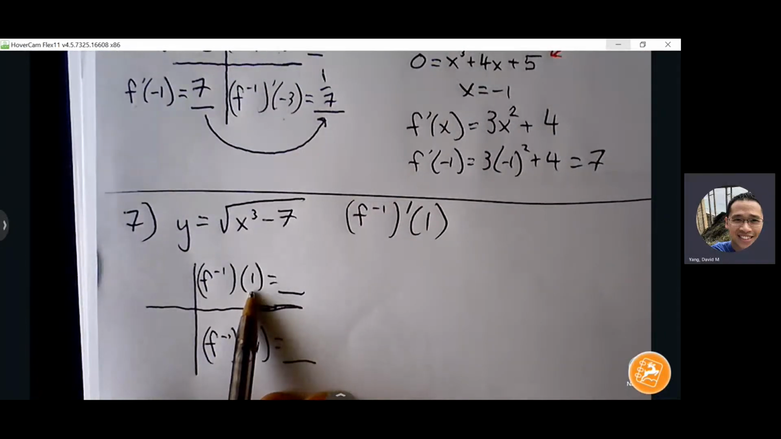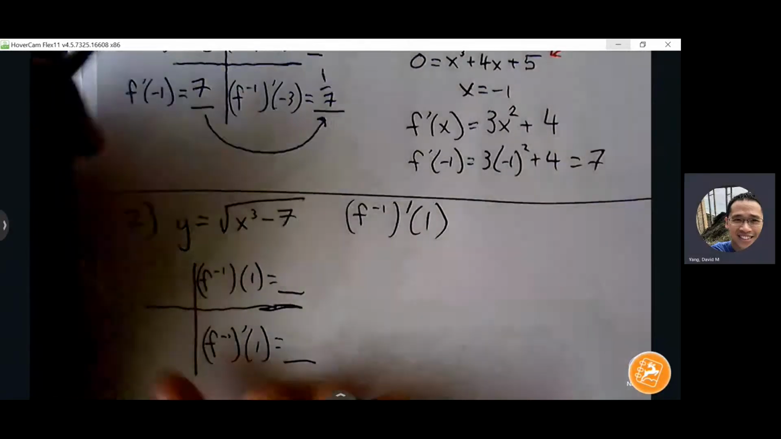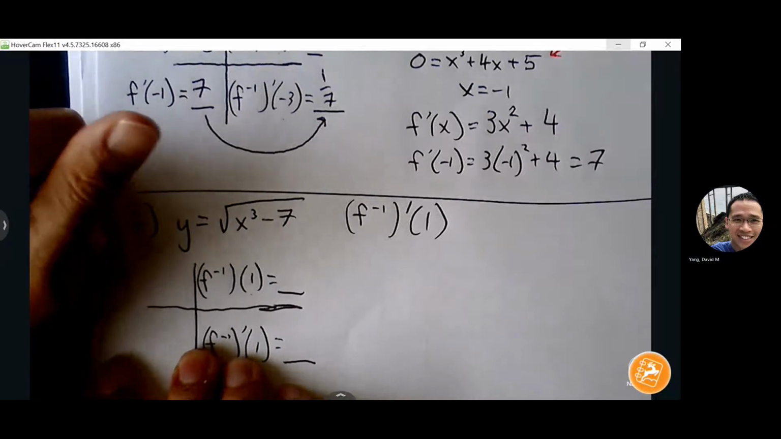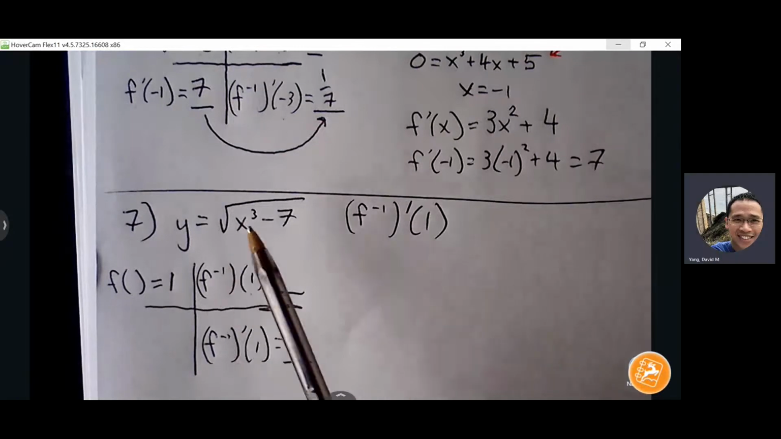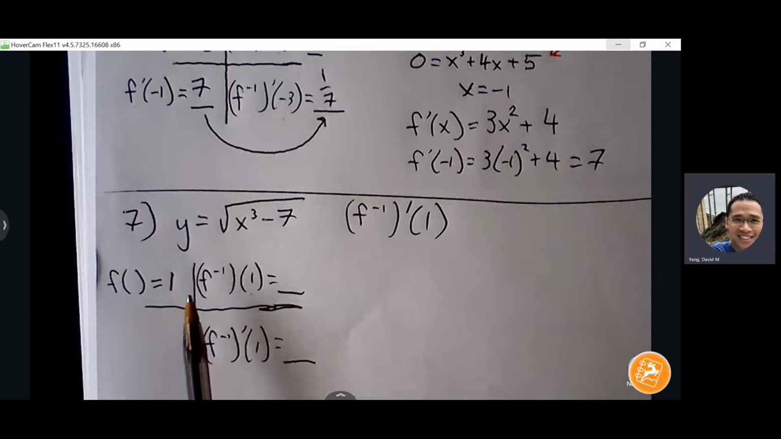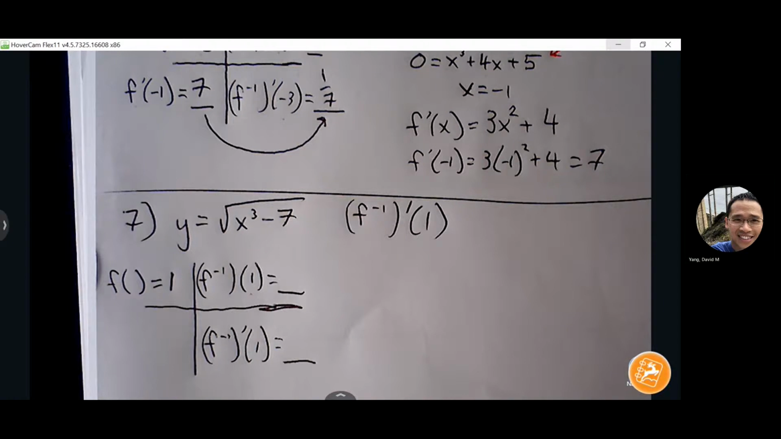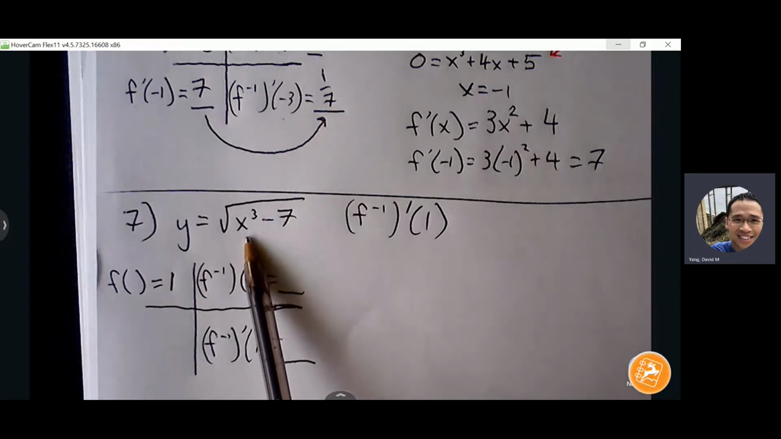So again, if 1 is the x value of my inverse, then 1 is the what? The y value of my original function. And now what can I do with my original function to find my x, right? So what would you do from here? Plug in 1 for y, and let's work backwards and solve for x.